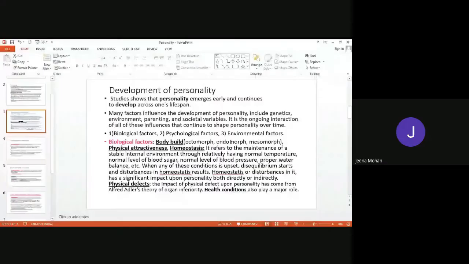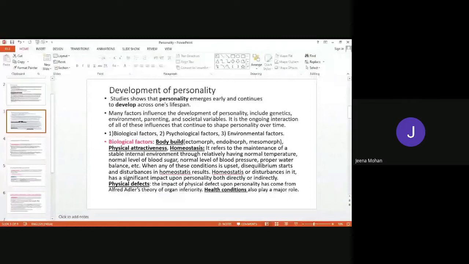Endomorph. So for an endomorph, what will be their physique? They have a round body, round and soft body. Round means the height is somewhat less, and they have a rounded body build. Some people have a body like that, you must have seen them. And altogether they are fatty. So that is the physique.